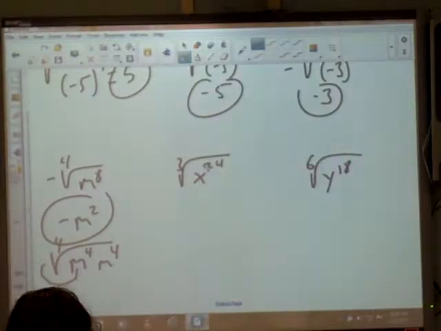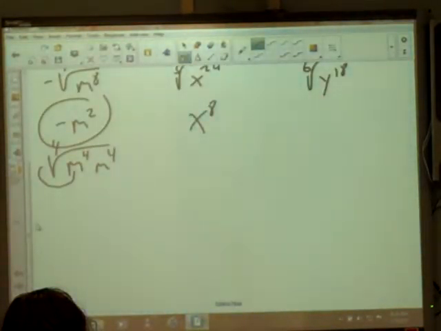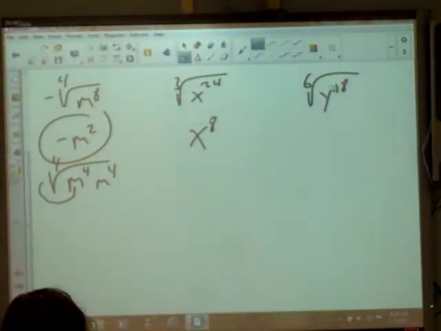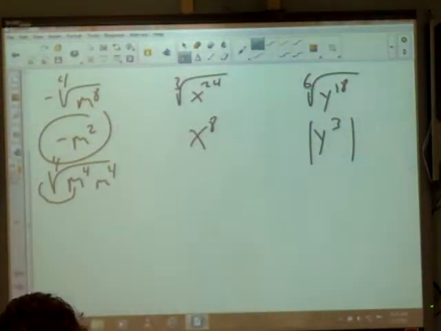Okay, so what about this one? The cube root, x to the third, or to the eighth. x to the 8. Third, y to the third. Okay, and on this one, Austin's saying y to the third. I would think, I got to tell you, you got to add something on this one. Good, Bailey, absolute value, because it's an even root.